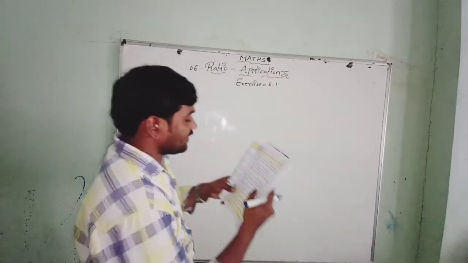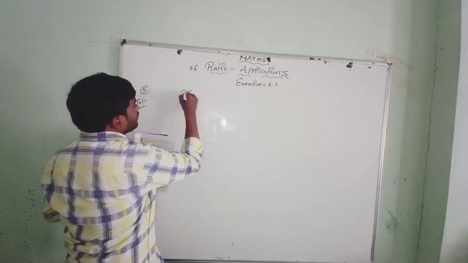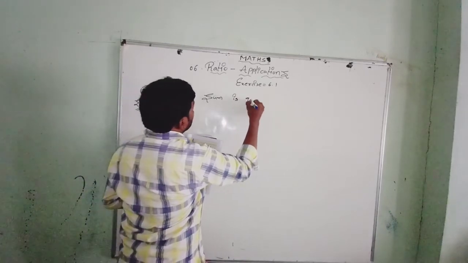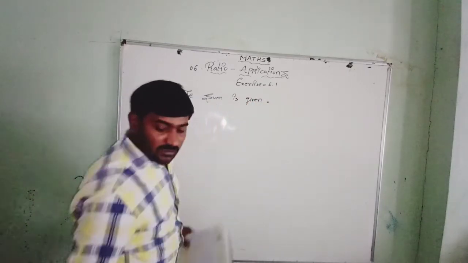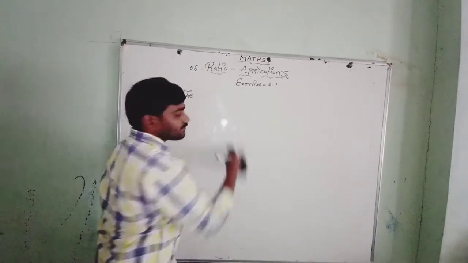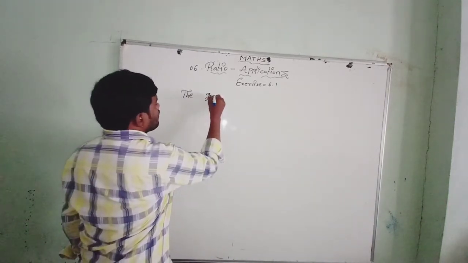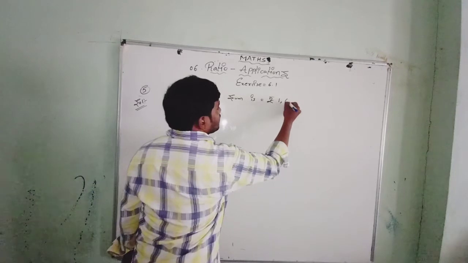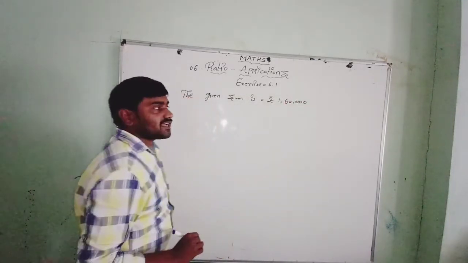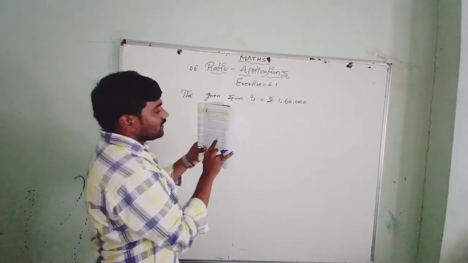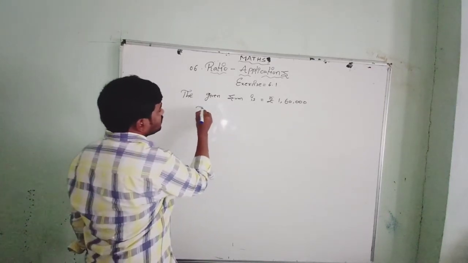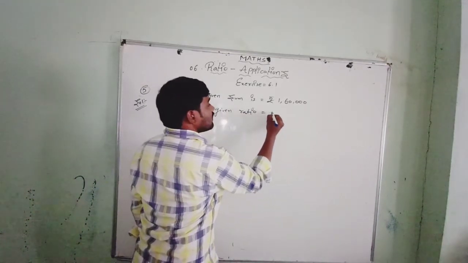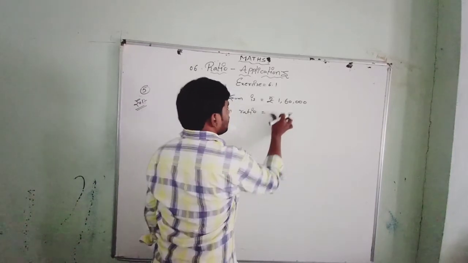So 3:5. Let me write it here. I will explain later. The given sum is rupees 1,60,000. This is divided into the given ratio. The given ratio is 3:5.